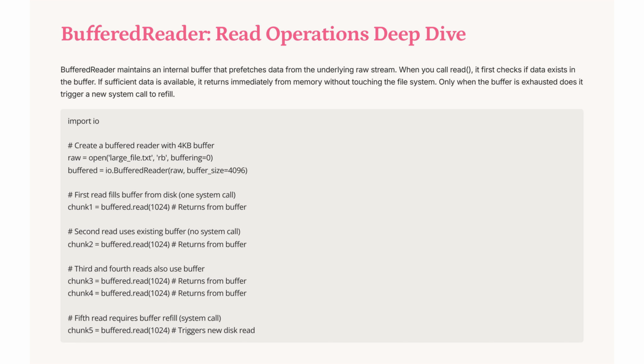Buffered reader optimizes read operations by prefetching data into an internal buffer. Initial reads fill the buffer with a single system call, while subsequent reads access data directly from memory, minimizing disk access. This approach enhances performance by reducing system call frequency, crucial for handling large files efficiently. When the buffer depletes, a new system call refills it, ensuring seamless data flow.